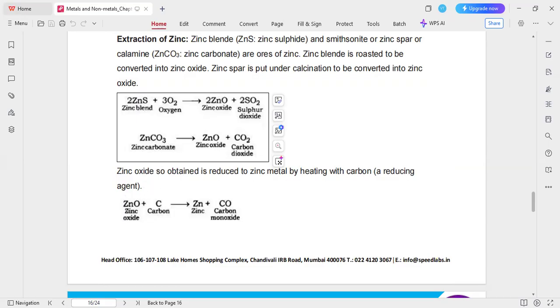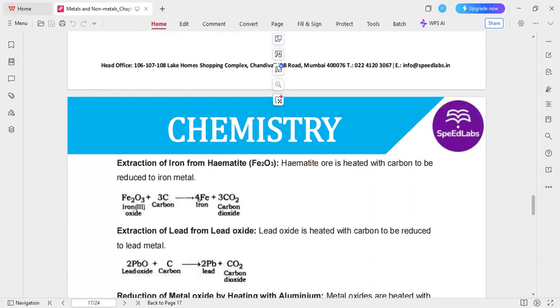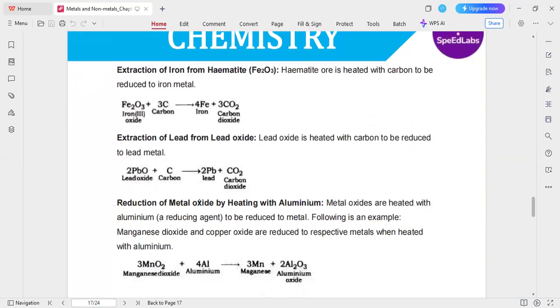Zinc oxide reacts with coke, and gives you zinc plus carbon monoxide. In this way, zinc oxide is reduced to zinc. I hope you understood these concepts. Okay, so next let's talk about the extraction of iron. How is it extracted?